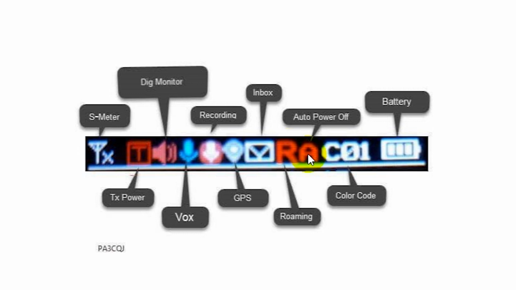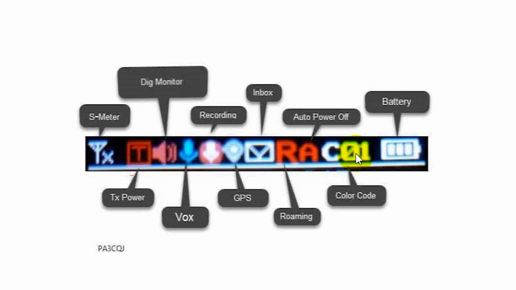We have auto power off, or sleep mode. Auto power off can be set for different time intervals. Most people set them for at least 10 minutes. And if you have not transmitted or received a signal, to save battery, your radio will automatically power off or go into some kind of a sleep mode. So that's our auto power off. That's your A icon here in the top.